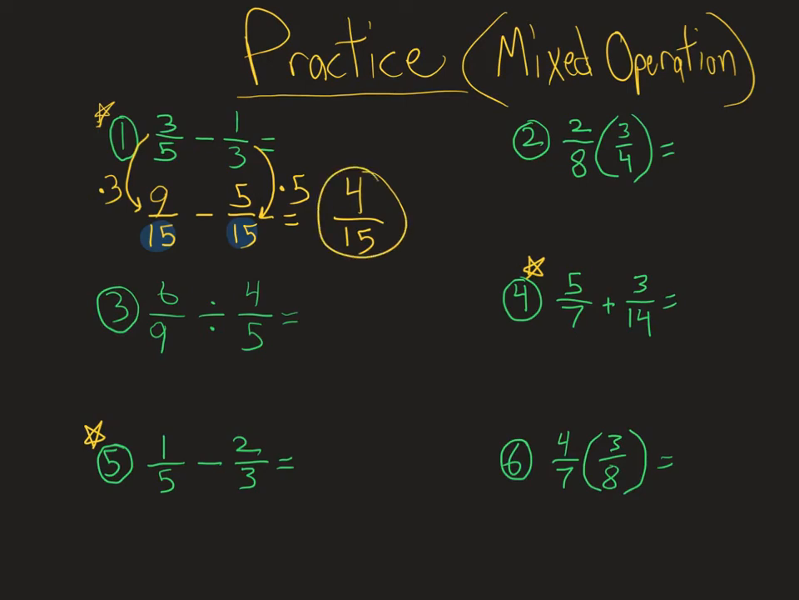There's the first one. Okay, number 2. That's multiplication. Oh, sweet. We can go straight across. 2 times 3 is 6. 8 times 4 is 32. Looking to reduce. All I see as the common factor I can take out here is a 2. So I'll start with that. 6 divided by 2, 3. 32 divided by 2, 16. And now there's no other common factor, so I'm done.